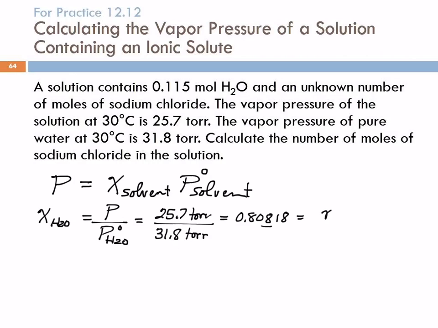That equals moles of water divided by moles of water plus moles of, I'll just say ions, shorter than particles. It's not the moles of sodium chloride, because the sodium chloride dissolves and separates into ions, right?